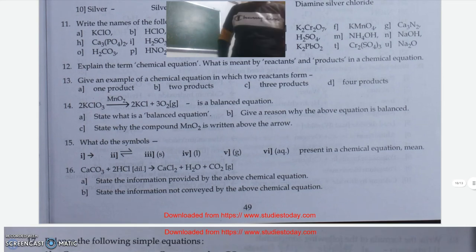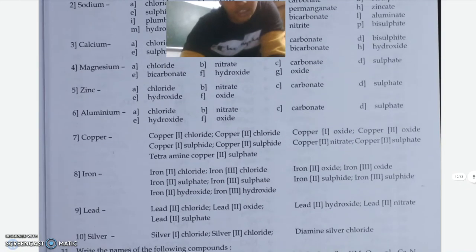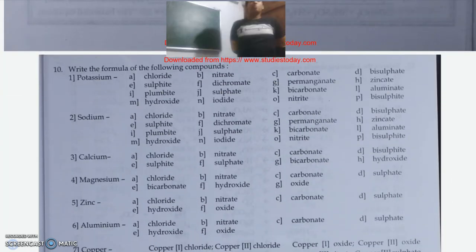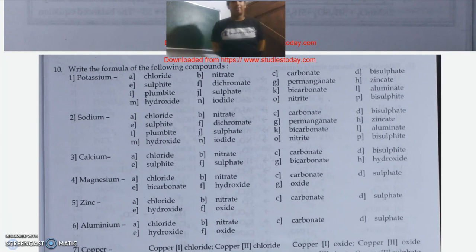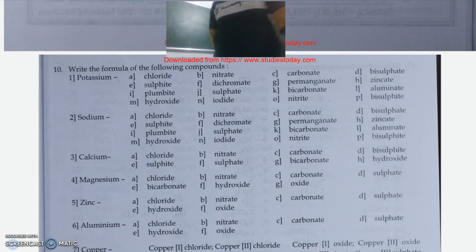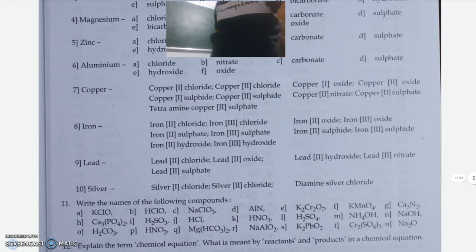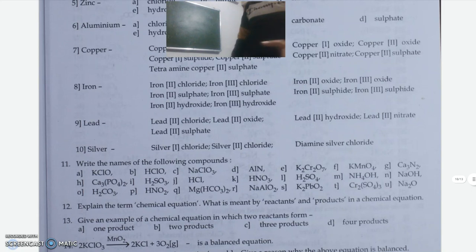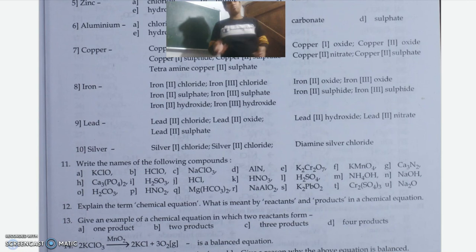Okay, and now 15. I have skipped some questions, I think. So, write the formula for the following compounds. Potassium, we know potassium chloride, potassium nitrate, and it is very simple. We can say potassium and just add chloride, nitrate, carbonate, bisulfate, and continue like this. Same with sodium chloride, magnesium chloride, magnesium bicarbonate, sodium, like this. This question is done. I would like to tell you something: platinum, gold, silver, mercury, copper, all these are very less reactive, and they don't react with water. Steam is the most reactive, and these metals like gold, copper, mercury, silver, platinum don't react with water.